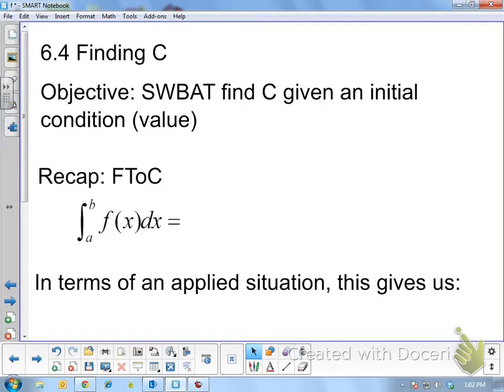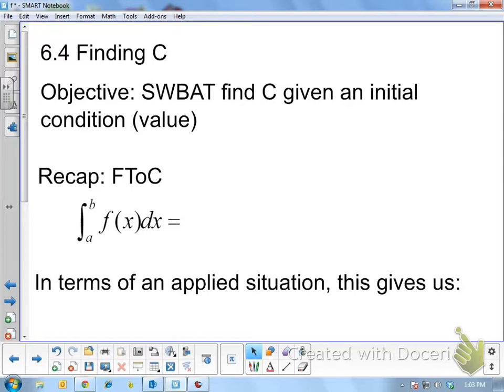Again, this isn't 100% section 6.4, but it's chapter 6. We're still in chapter 6. That's really what we need to know. And our goal is to be able to find C if we're given an initial condition. And when we say initial condition, that's the same thing as an initial value. Initial condition equals initial value. So they're going to give us an x value and a y value to work with, and that means we can find C.